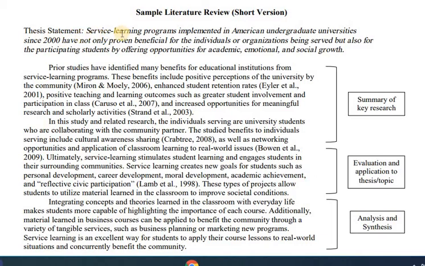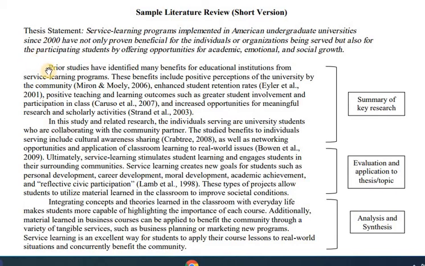It's about the same topic mentioned earlier: service learning programs implemented in American undergraduate universities since 2000 have not only proven beneficial to the individuals or organizations, but also for the participating students by offering opportunities for academic, emotional, and social growth. So here this author is going to address 3 themes: the academic, emotional, and social growth. So you see it's clearly mentioned in the thesis statement. Okay.